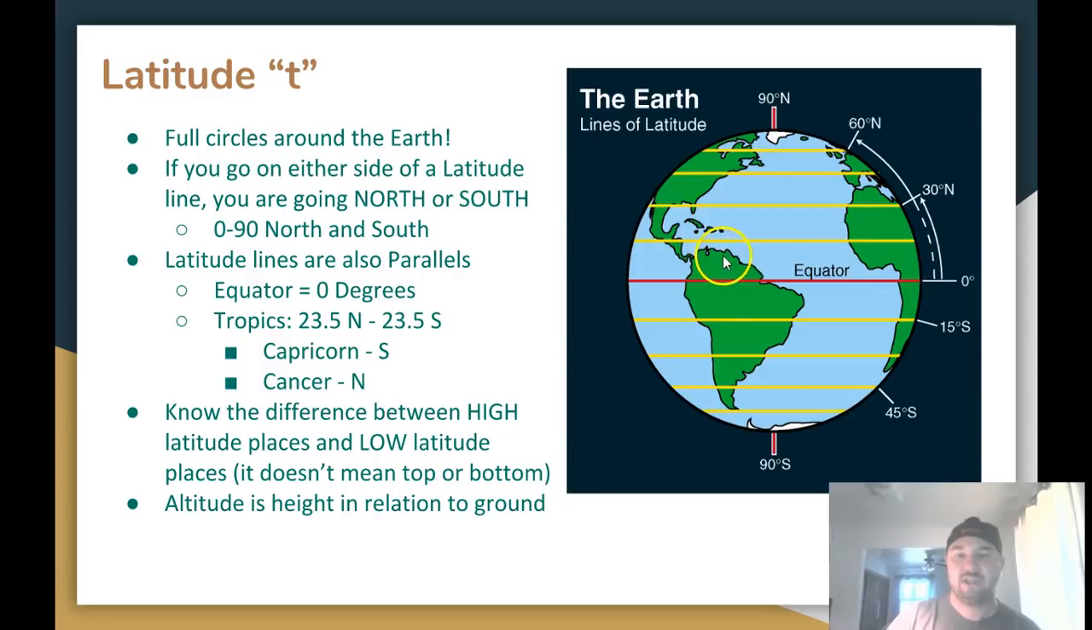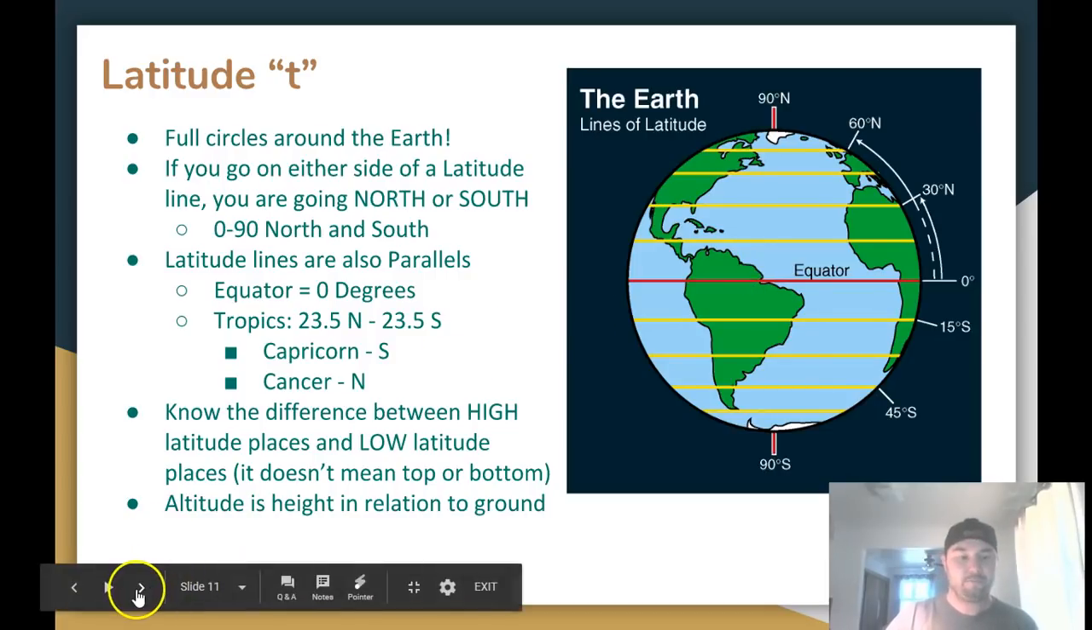Keep in mind this region here is going to be the tropic regions. We have our Tropic of Capricorn. It's going to be in the south, and our Tropic of Cancer, which is going to be a little bit more in the north. Remember when we talk about high latitude, that's going to be more colder places, and low latitude is going to be more warm environments. Again, don't get this confused with altitude.